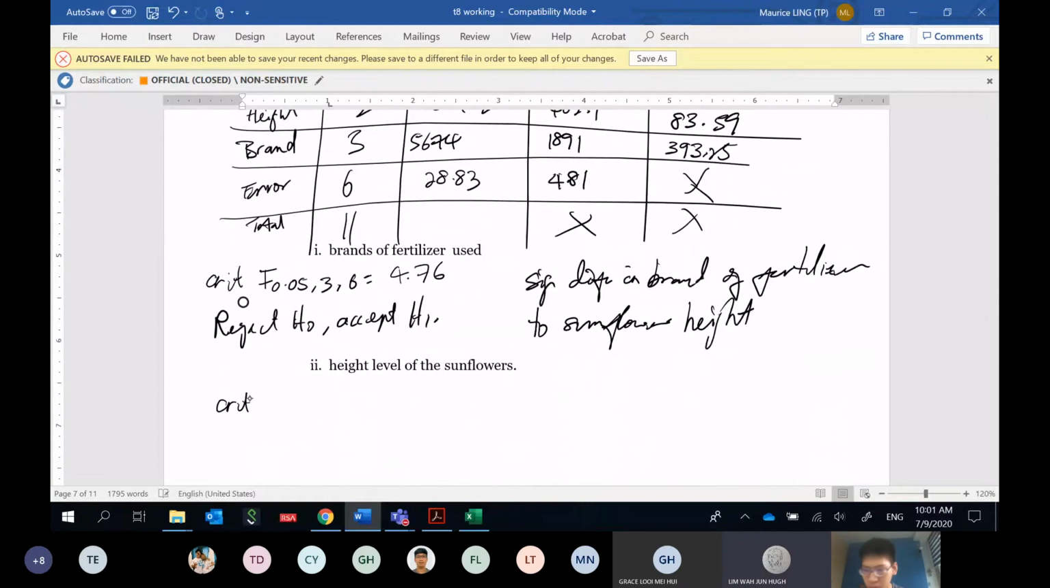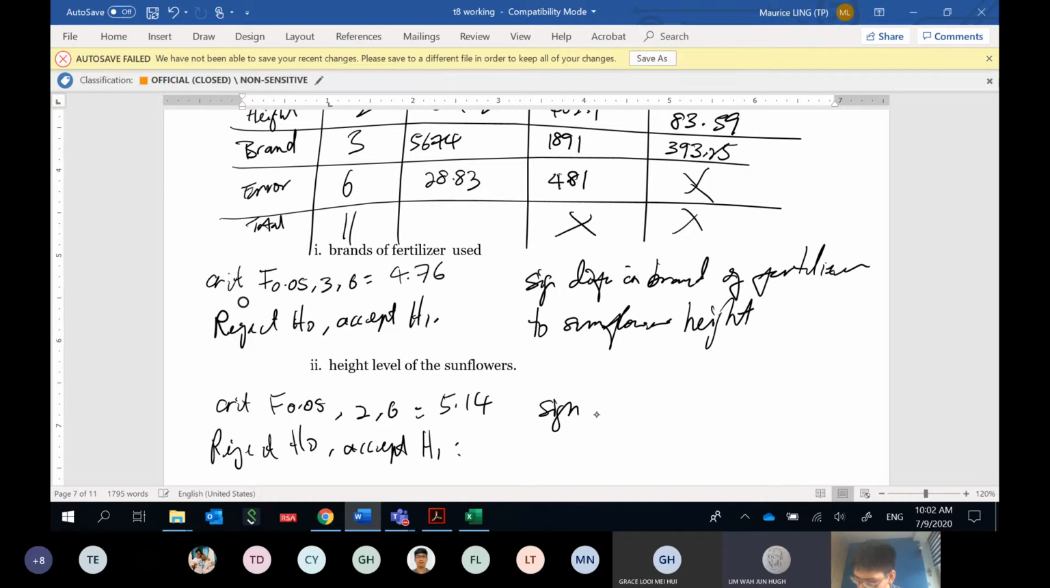Height F critical will be 5.14. Okay, so it's 2.6. This is 5.14, correct. So you also reject the null hypothesis. Yes, it's still reject. And what does it mean? A significant difference in the height level of the sunflowers. Significant difference in the average height of the sunflowers.